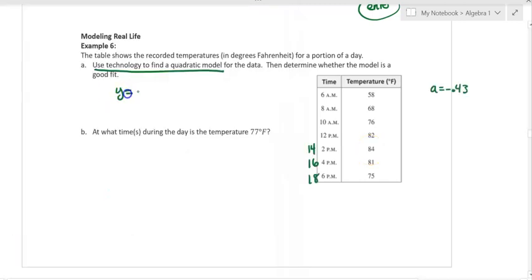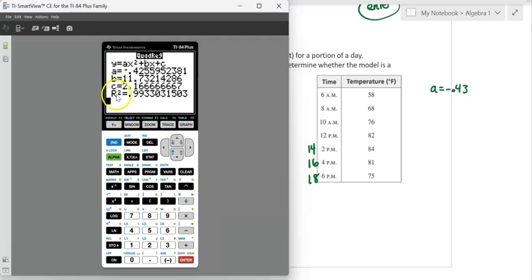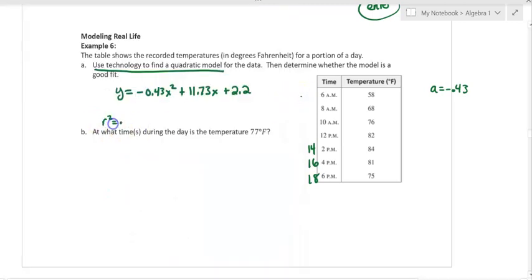Okay, so we had said my A value was negative 0.43, so that's what goes in front of x squared. We said my B value was 11.73, that's in front of x, and my C was like 2.2. So that's my equation. And then if you look at this r squared value right here is 0.993. The closer that is to 1, the better. So this is very close to 1. It's really close to 1. And so that means that it's a great fit. So because r squared is 0.993 and is close to 1, it is a good fit.